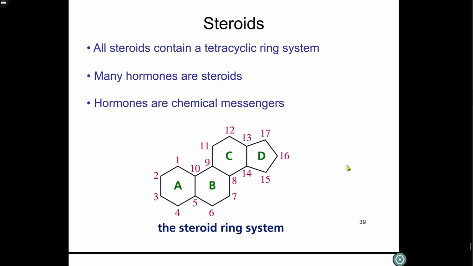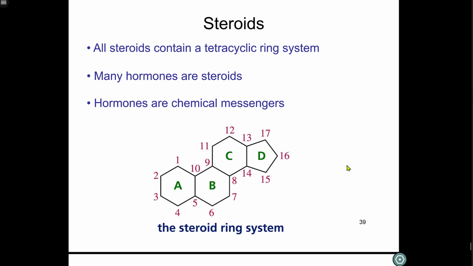So the last thing to talk about is steroids. There's a 4-ring system, right, that makes a steroid ring. And like it says here, many hormones are steroids. And hormones, really all they are is they're chemical messengers that act at a distance, right? So neurotransmitters, we talk about neurotransmitters sometimes. Neurotransmitters are short-range communication. Hormones are generally longer-range communications.